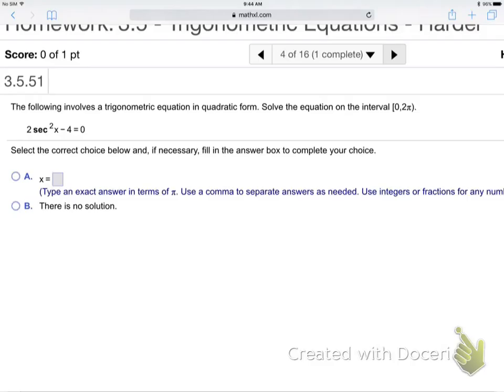Okay, gonna have to. So 2 secant squared x minus 4 equals 0. As soon as you see secant squared, what should you think? 1 over cosine squared, huh? Well, actually, first get secant alone. But then once you've got secant, flip both sides and say that's cosine. Right? Does that make sense?